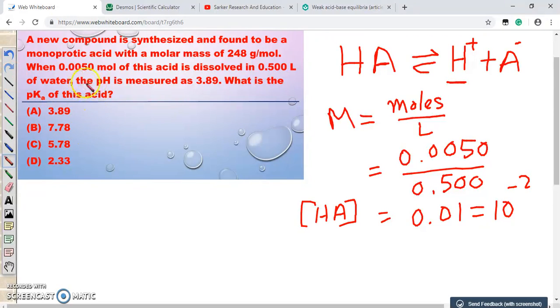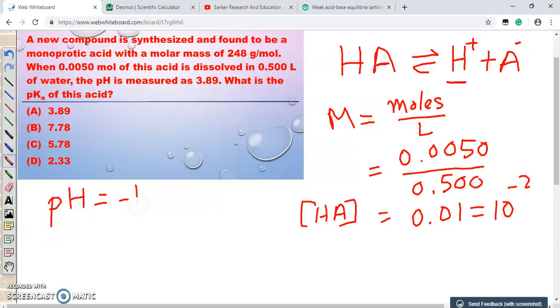Now second, they say that the pH is measured as 3.89. We know pH determines whether a solution is acidic or basic. The neutral pH is 7, so anything below that is an acid, anything above 7 is a base. Since it is an acid, it's below 7, at 3.89.